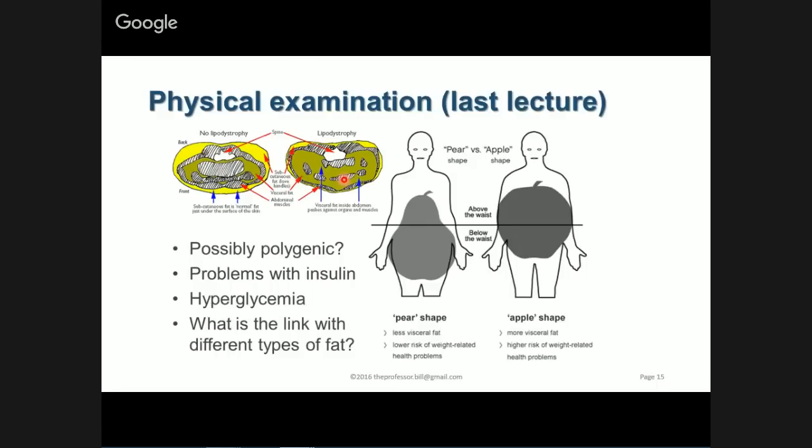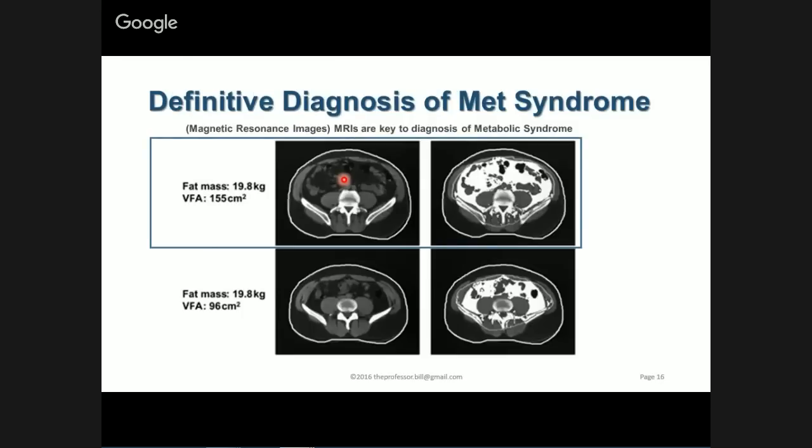So if I'm standing up here right now and you're saying, well, you know, you don't look very fat. You don't look like you have problems with metabolic syndrome. How do you know? You can't, because you don't have an MRI scan of my internal organs. And this is one of the things that you have to do. An MRI scan is the definitive diagnosis of having the fat deposition that leads to metabolic syndrome.